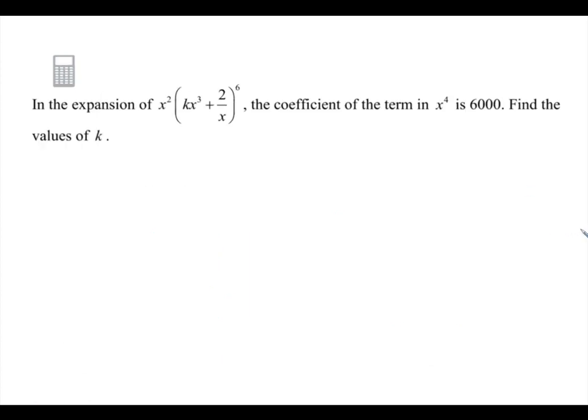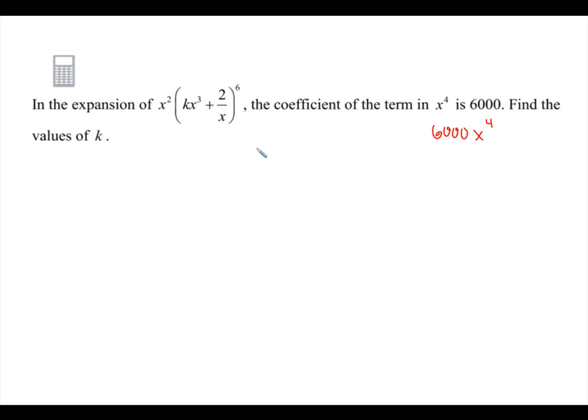Alright, so let's take a look at this binomial theorem question. In the expansion, we have x squared multiplying with this binomial raised to the 6th power. It says the coefficient of the term x to the 4th is 6,000. So if you simplify all this, we would have 6,000 x to the 4th, right? It's asking us to find the values of k.